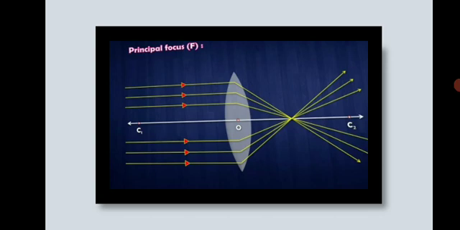Then the most important concept, that is principal focus, F. When light rays parallel to the principal axis are incident on a convex lens, they converge on a point on the principal axis. This point is called the principal focus of the lens. And every lens has two principal foci, called F1 and F2.